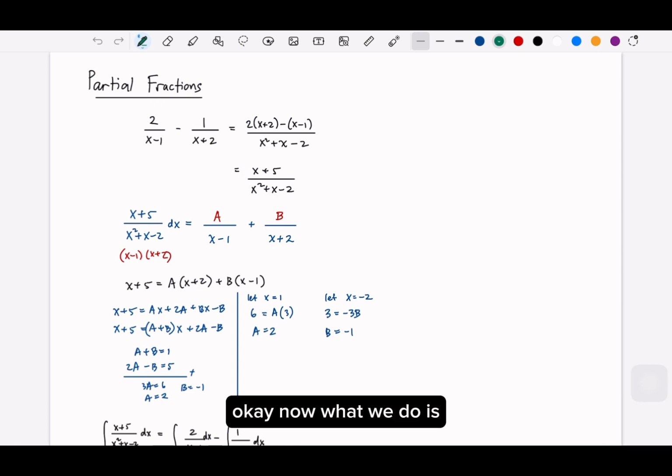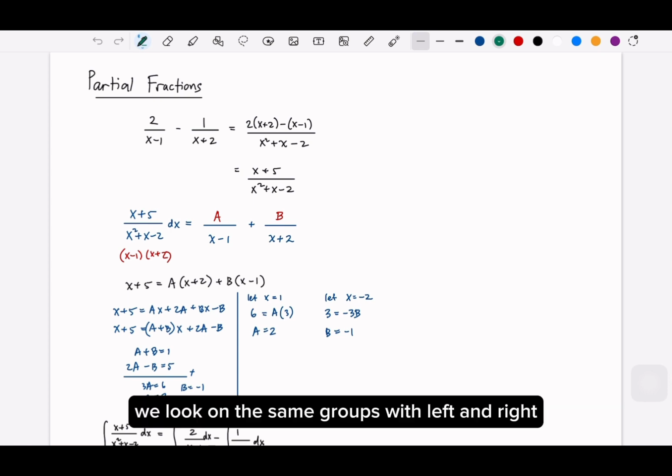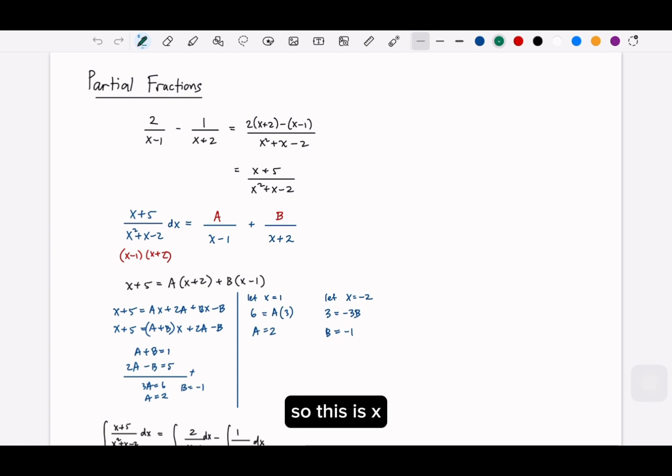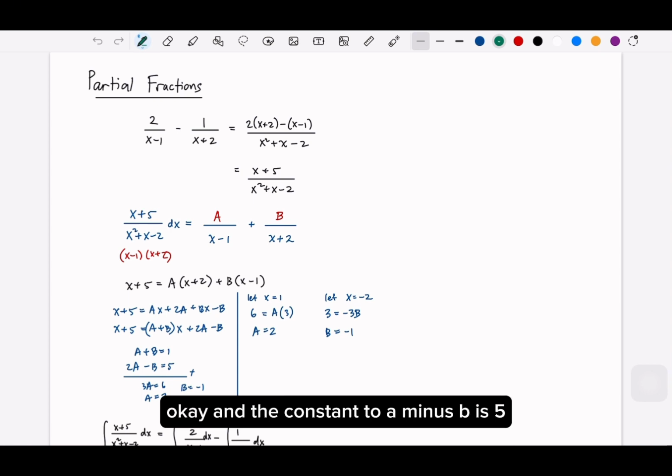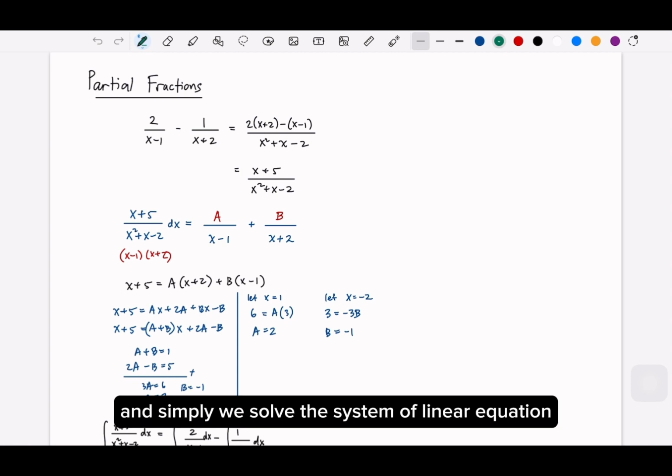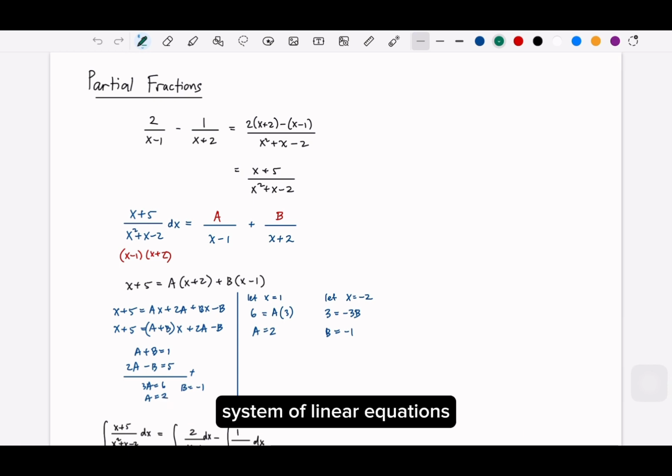Okay, now what we do is we look at the same groups on the left and right. So this is x, this is x. So a plus b is 1, right? And the constant 2a minus b is 5. Then we simply solve the system of linear equations. So basically, partial fraction is a part of systems of linear equations.